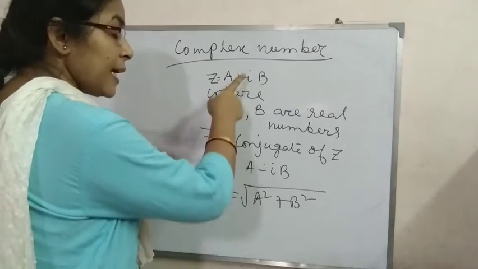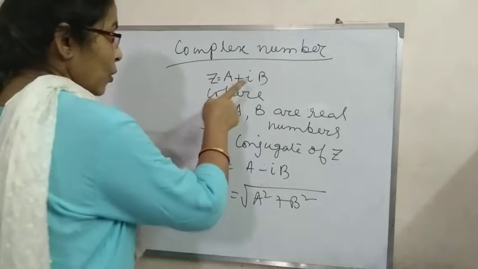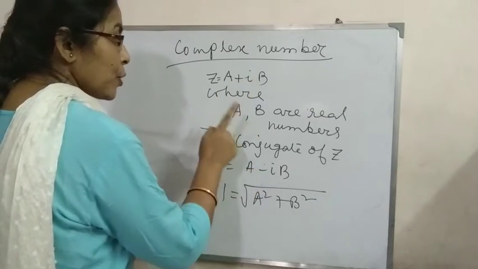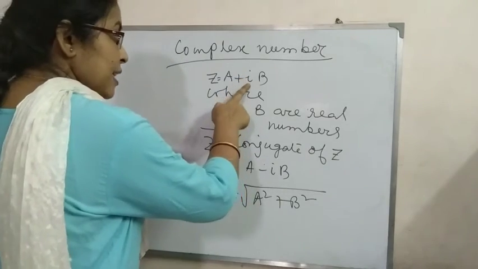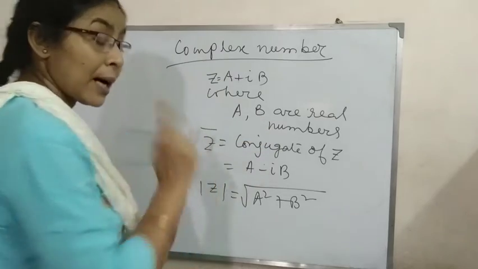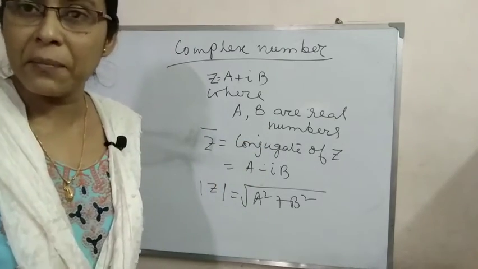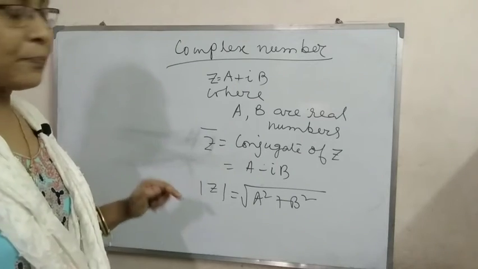Only the complex component is changed. Only the complex component will be changed with sign. If it is plus, then it is minus. If it is minus, then it is plus. But the real component remains same in z and z bar.